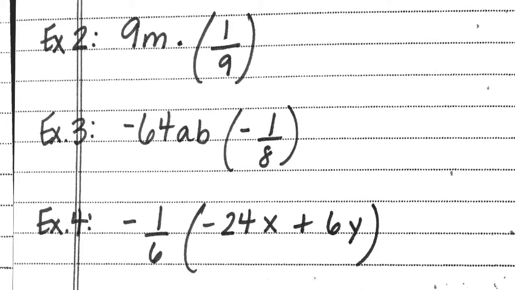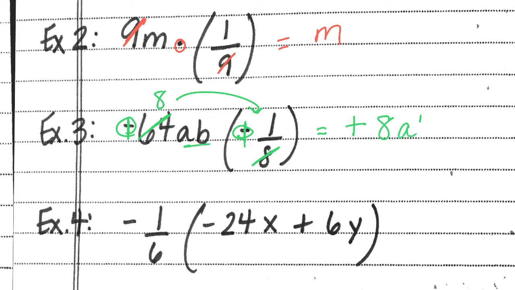Notice these are a couple different examples. This is just multiplication. When I multiply, I know these 9s can cancel out, and my answer here is just M. For the next one, oh, look, I have 2 negatives, so I know that the answer will be positive. 8 goes into 64 8 times. 8 times 1 is 8, AB.